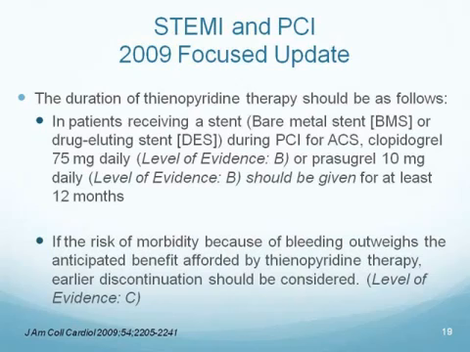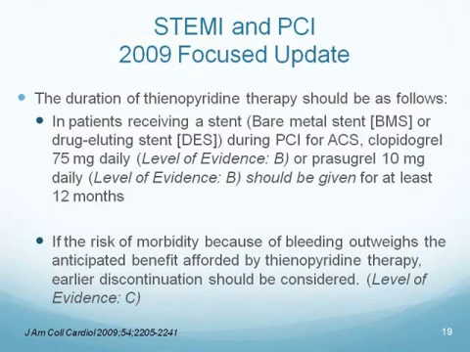What about the duration of therapy? I mentioned before that in patients who receive a stent, and it doesn't make any difference whether it's a drug-eluting stent or a bare metal stent, the most recent update of the guidelines recommend clopidogrel 75 milligrams a day or prasugrel 10 milligrams a day for at least 12 months.